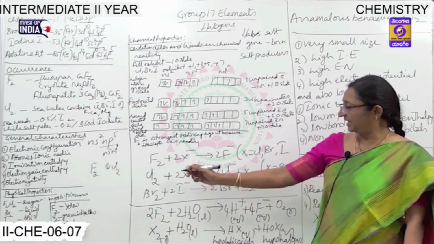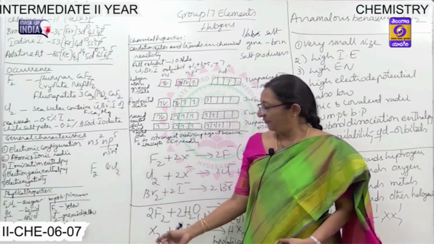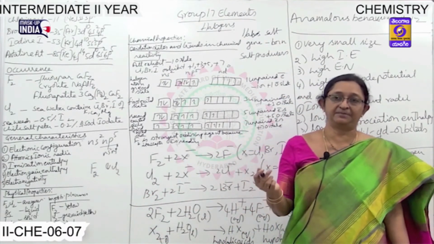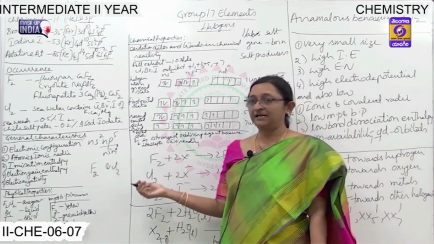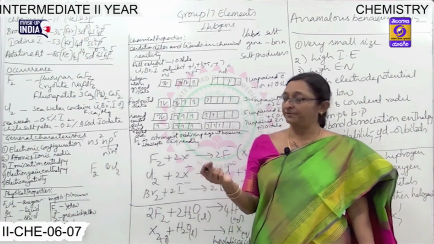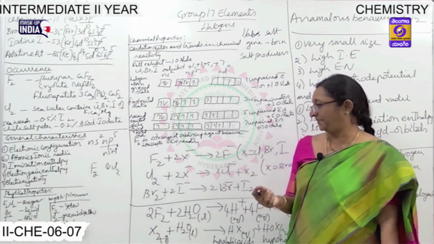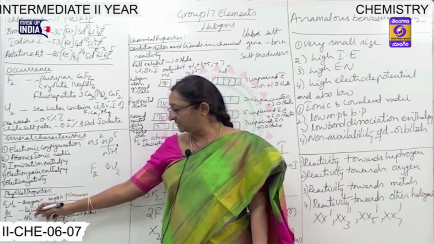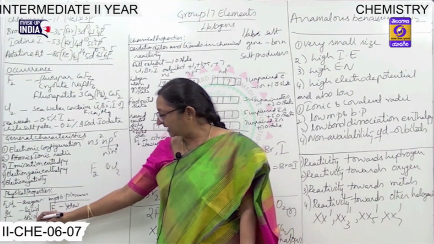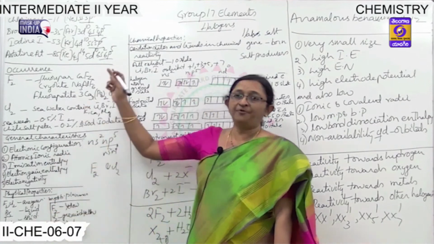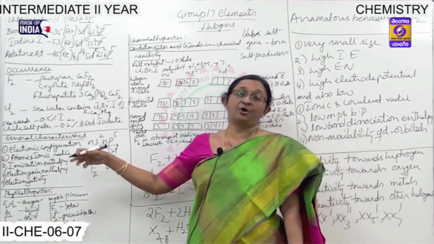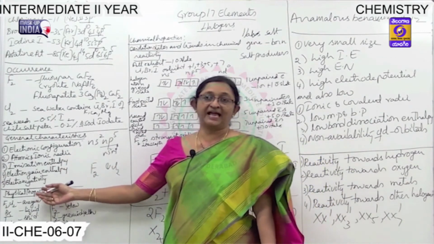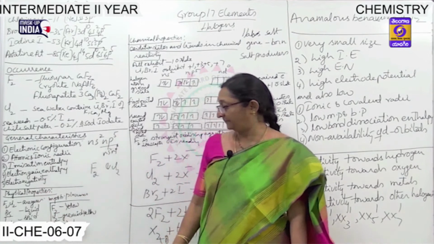Then once we come to the physical properties, fluorine, chlorine, bromine, iodine are all diatomic in nature. That means the atomicity of these elements is 2. In one molecule of every element, 2 atoms are present. Fluorine and chlorine are gases. Bromine is a liquid. Iodine is a solid. So when we move from top to bottom, the interatomic forces increase. So the physical state changes from gas to solid.